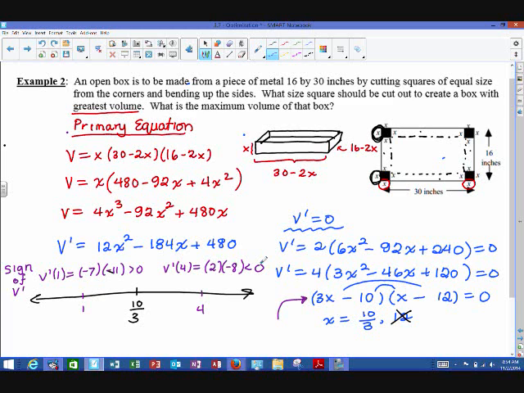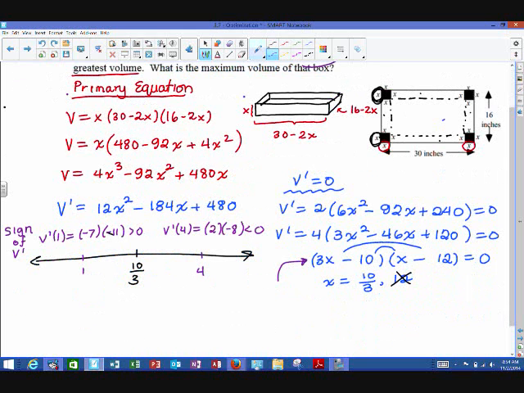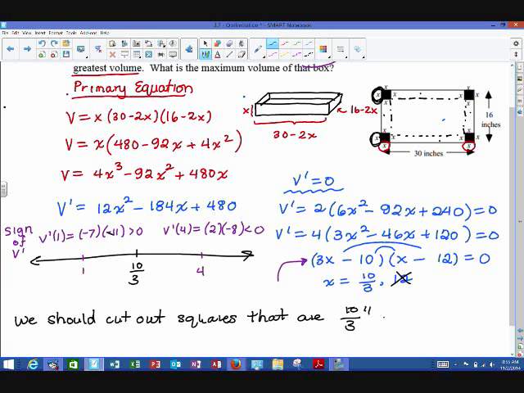It occurs at 10 thirds. All we have to do now is make sure that we answer the question. And we are asked to figure out what size square should be cut out. Well, that pretty much takes care of itself. We could say we should cut out squares that are 10 thirds of an inch by 10 thirds of an inch. You could also just simply say 10 third inch squares.